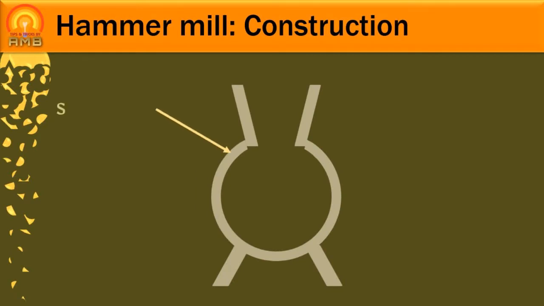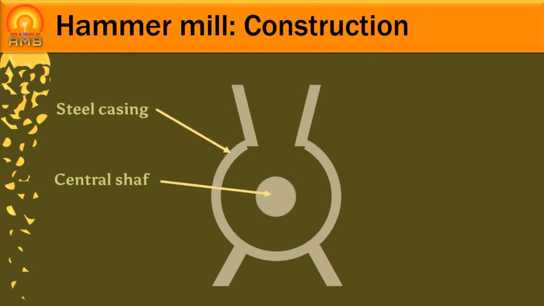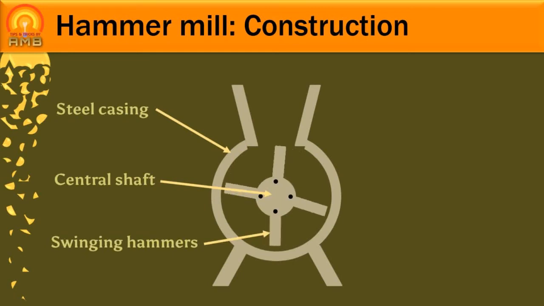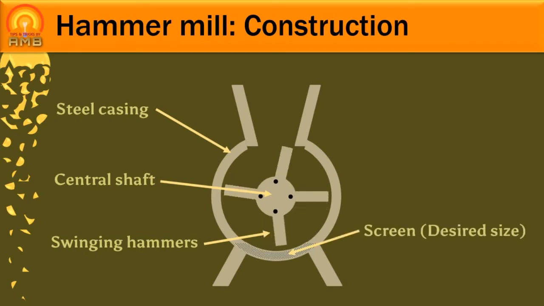Now let's see construction of hammer mill. The hammer mill consists of a steel casing in which a central shaft is enclosed. A number of swinging hammers are attached to central shaft. When the shaft is rotated, the hammers swing out to a radial position. On the lower part of the casing, a screen of desired size is fitted which can be easily replaced according to particle size required.